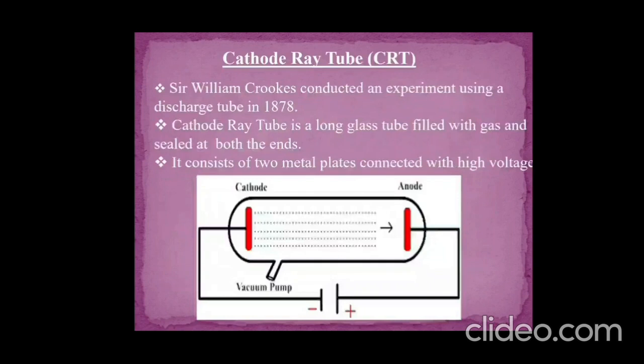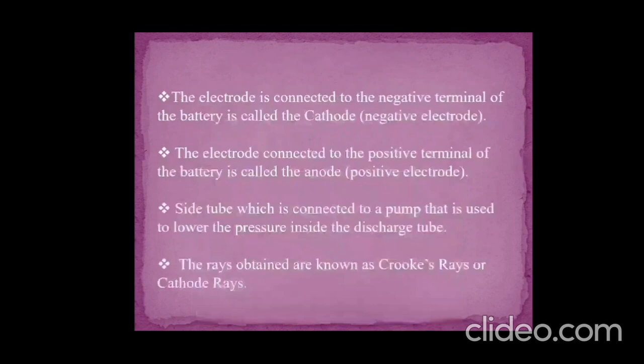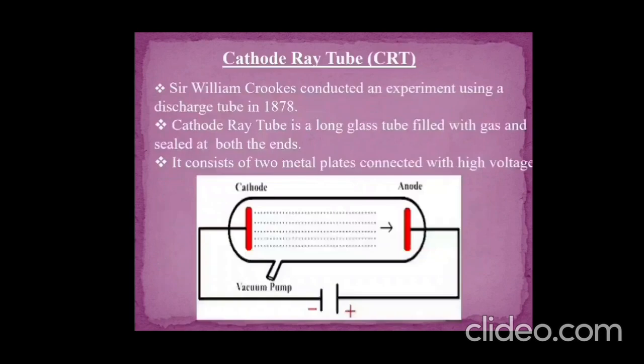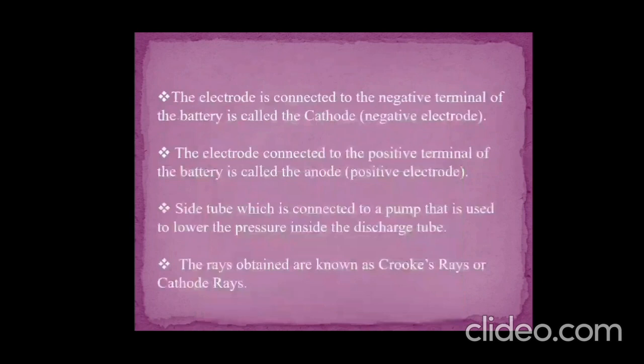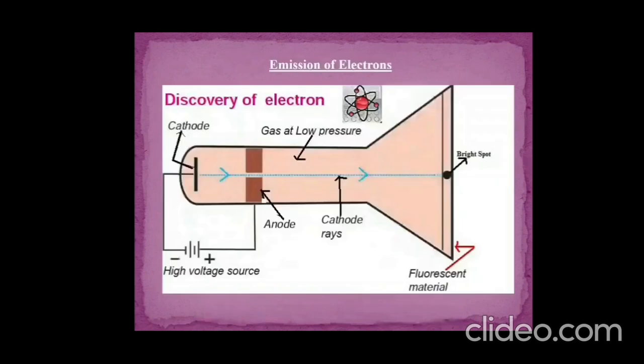The cathode is the electrode connected to the negative terminal of the battery, called the negative electrode, and the anode, which is connected to the positive terminal of the battery, is called the positive electrode. The rays obtained from this experiment are called Crookes rays or cathode rays. This is the experimental setup for the emission of electrons, that is, negatively charged particles, the cathode rays.